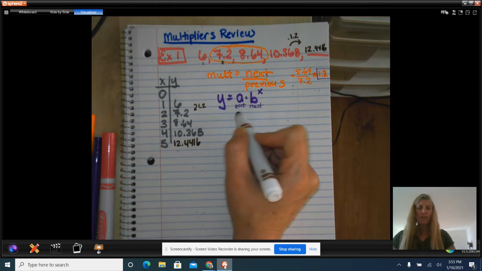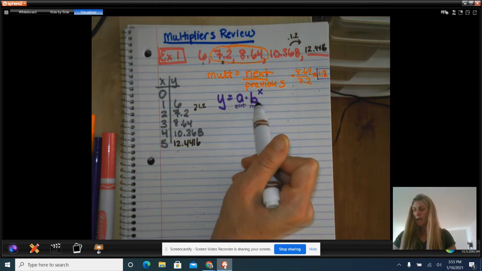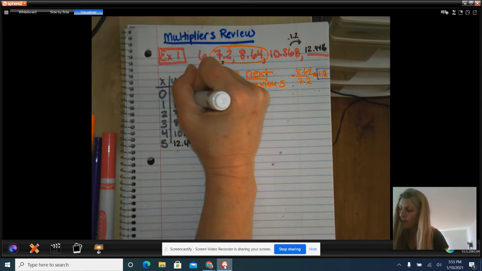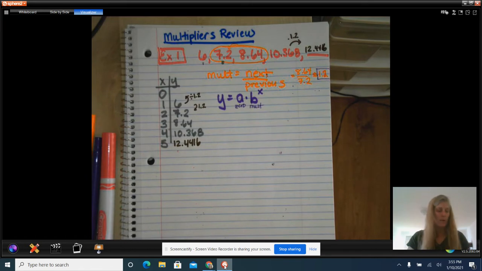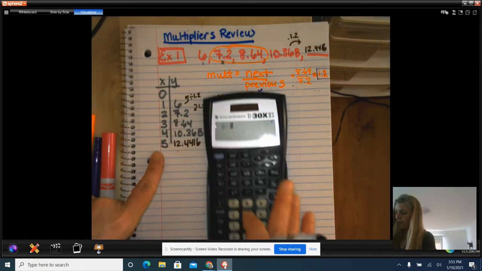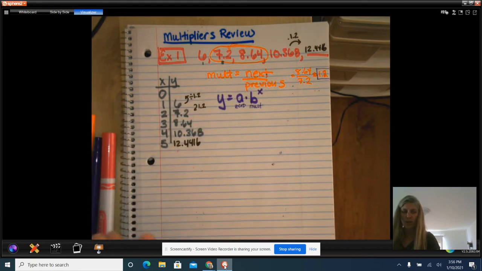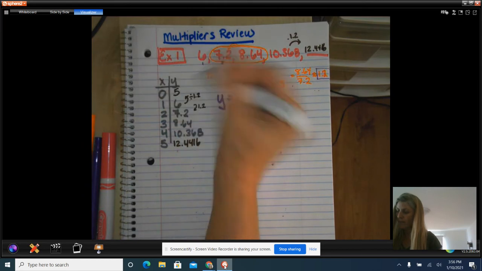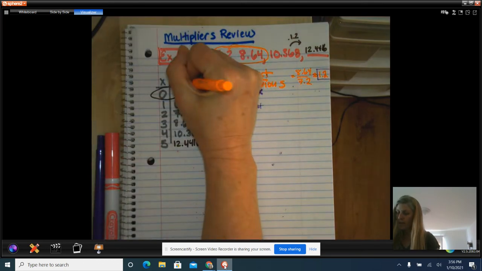Now, I still don't have enough information for my equation. I do know my multiplier, however, I don't yet know my zero. So I'm going to do the opposite of multiplying by 1.2, which is dividing by 1.2. So I have 6 divided by 1.2, and I see that is the number 5. So my 0 is my number 5.